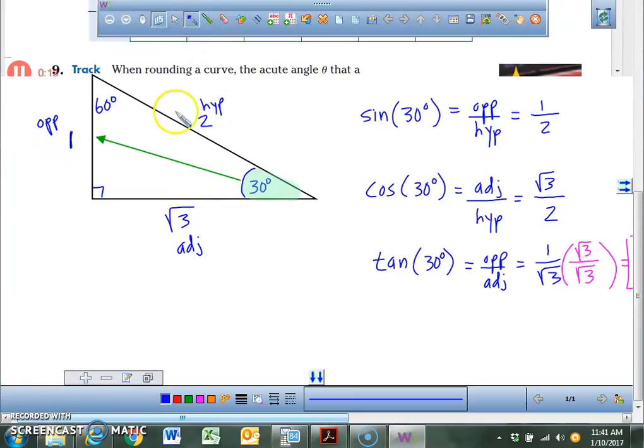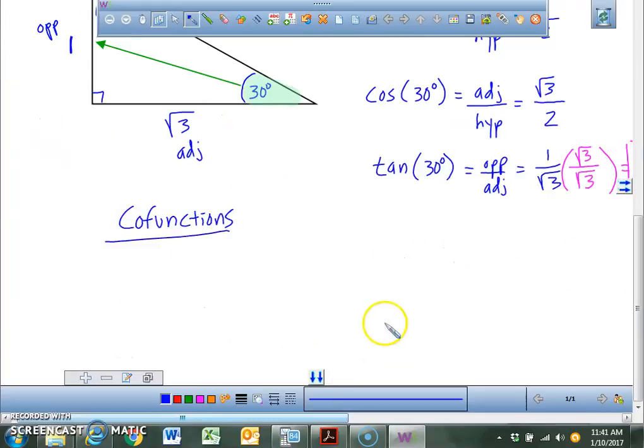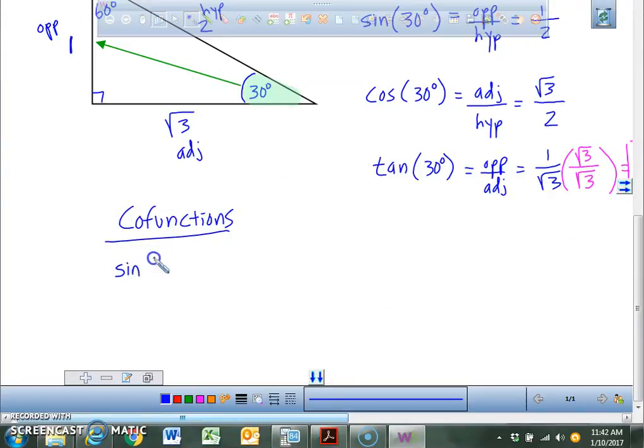All right, now we're going to learn how to do some things called co-functions. We're going to have some co-functions that we're going to work with. So if I say the sine of theta, that will equal the cosine of 90 degrees minus whatever theta is. So let's just use our example of 30 degrees.